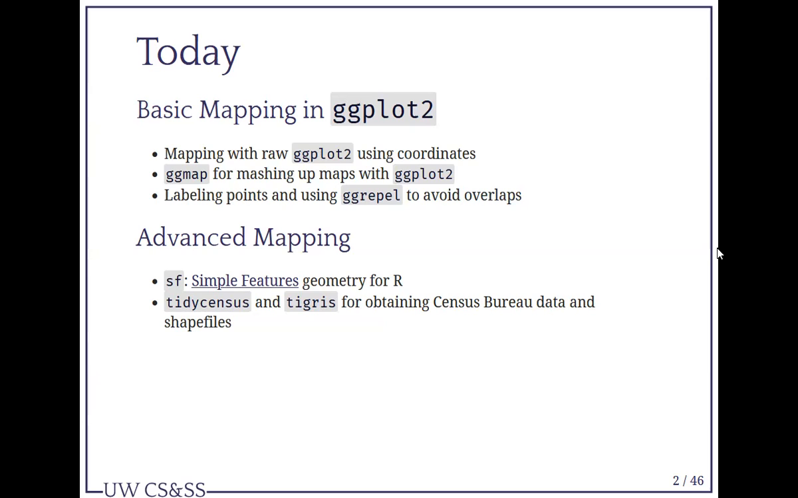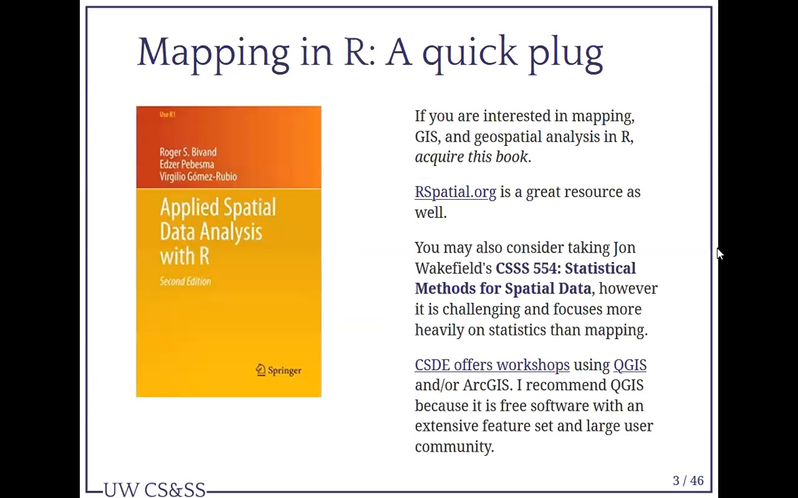Then we're going to talk about advanced mapping. This is going to include things like simple features and the geometry that comes with those, as well as tidycensus and tigris for obtaining Census Bureau data and shapefiles. I'm realizing now I probably should have included something about leaflet. I'll cover that when we get there.